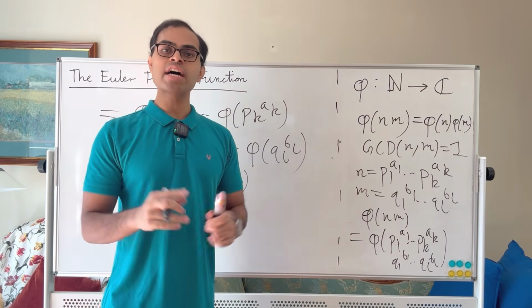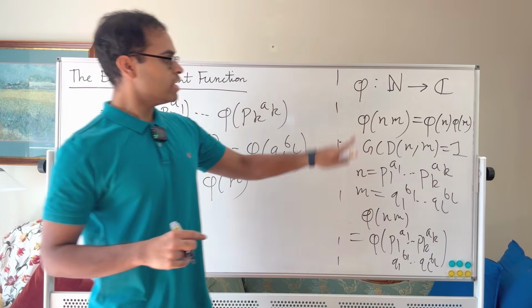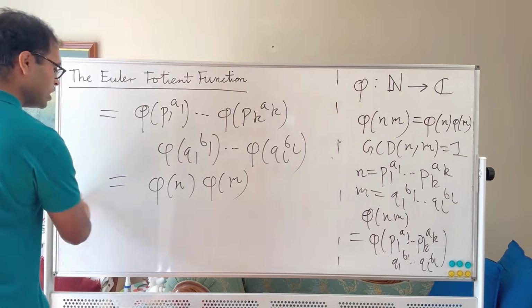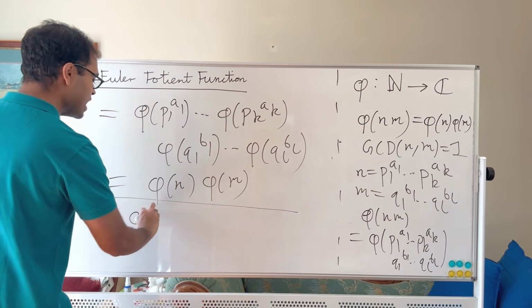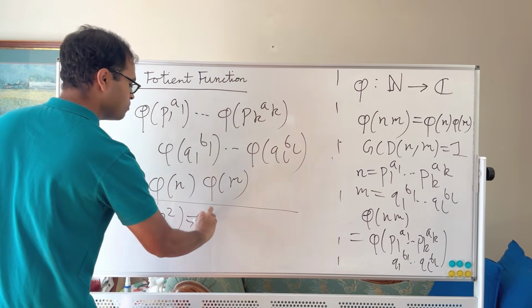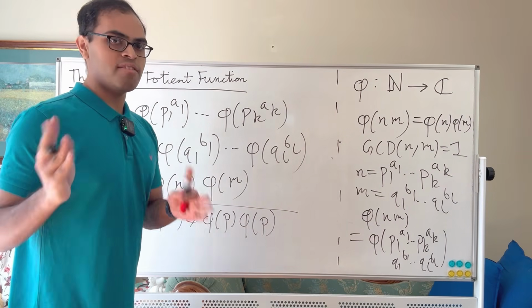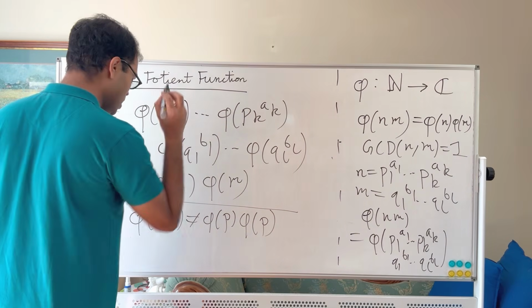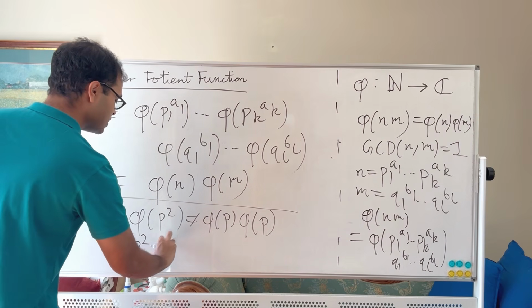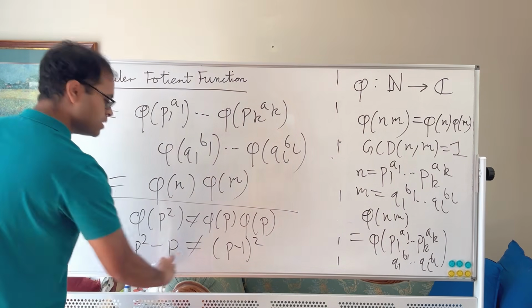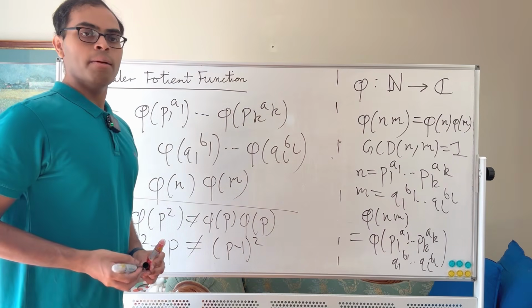However, it is not completely multiplicative. This is not true if n and m are not coprime. As a simple example, if you wanted to find phi of p squared, it's not going to equal phi of p times phi of p. If it did, then perhaps a lot of number theory would be very, very easy. Unfortunately, that's not true, because the left-hand side is p squared minus p, and the right-hand side is p minus 1 times p minus 1, which is p minus 1 squared. These are not equal, but that's fine.